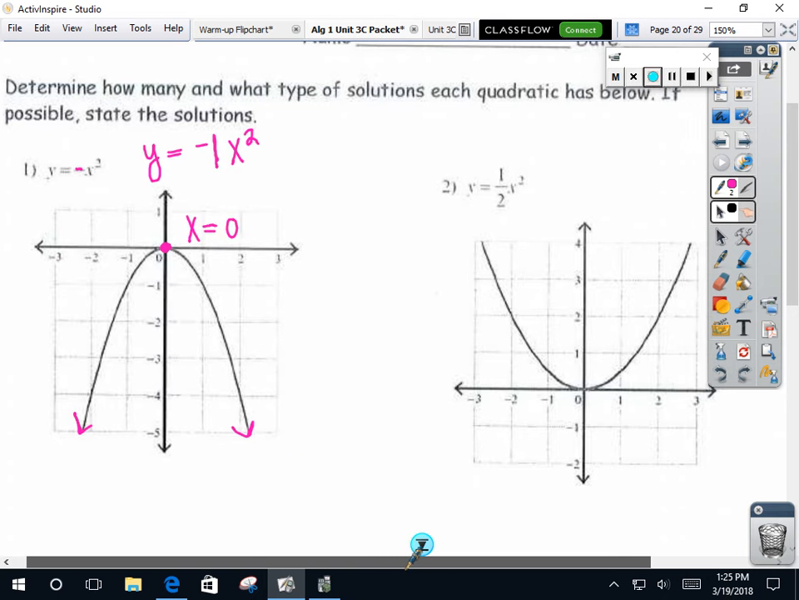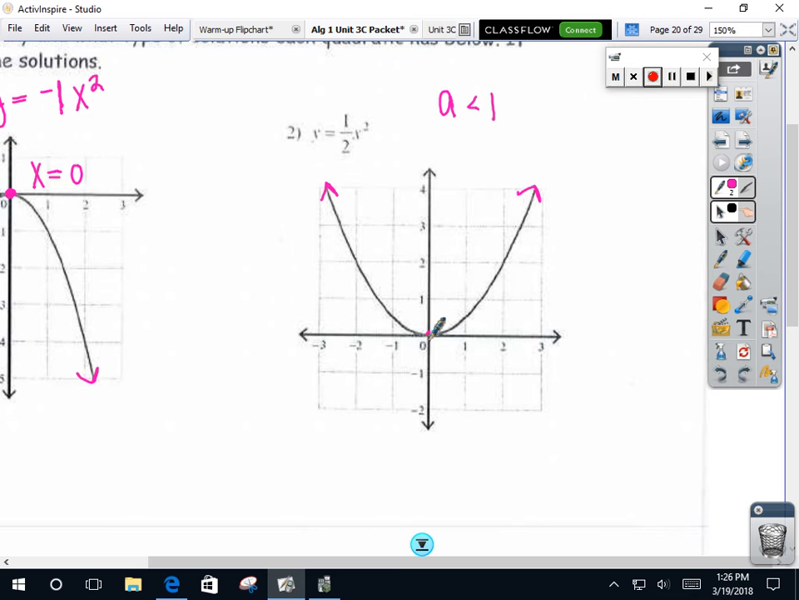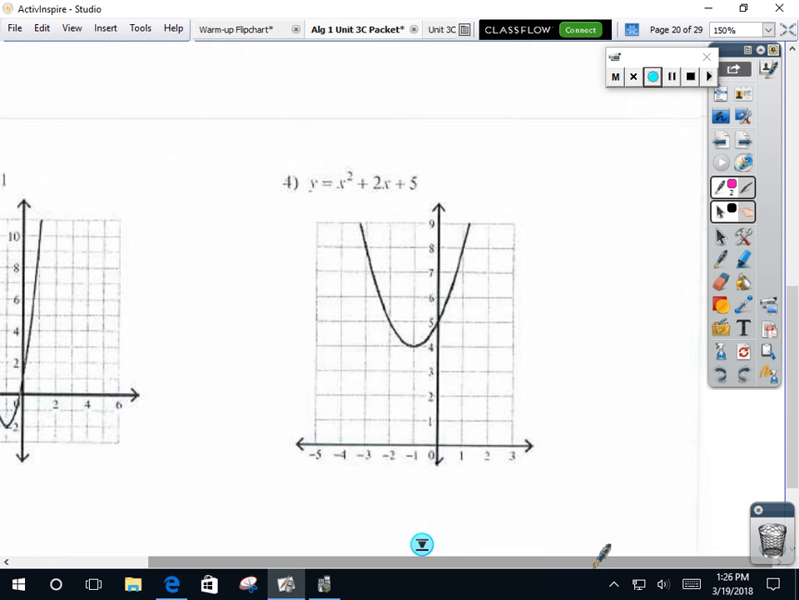All right, number 2. Why does this parabola open up? It's positive. And what is the A value? 1/2. Remember, when we're talking about quadratics and the A is less than 1, it's a vertical shrink, which is why this parabola is a little bit wider than the previous one. Now, how many solutions does it have? 1. It only hits the x-axis in one place, and that one solution is x equals 0. It's easy.